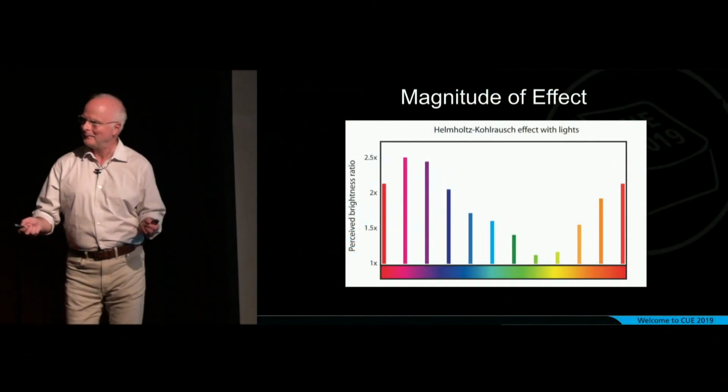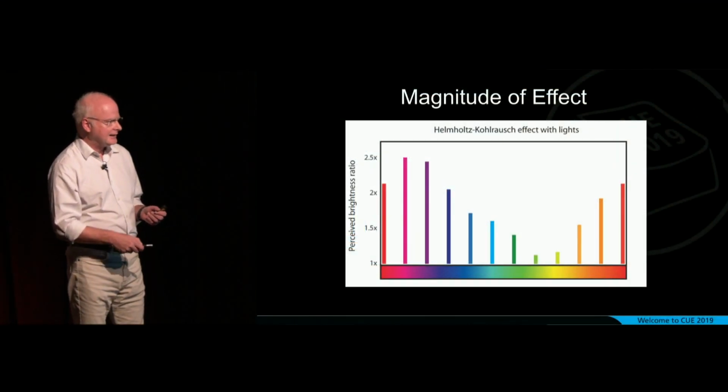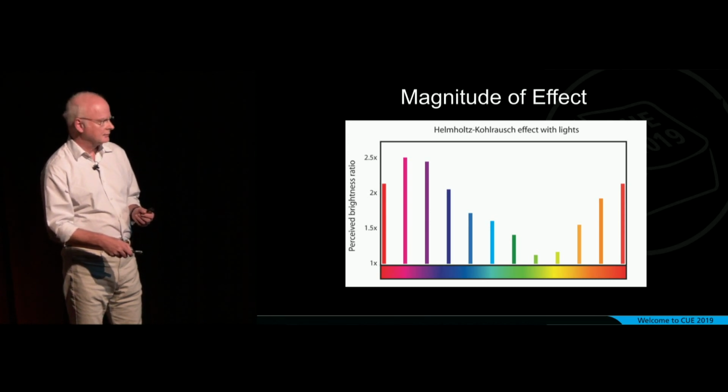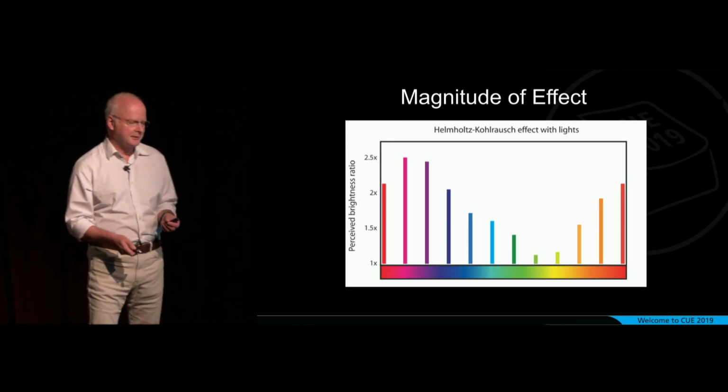That's a lot, isn't it? I mean, 2.5 times. Deep red's the same. Almost no effect in the greens and yellows. They don't appear much brighter than white. And blues up to twice, magenta up to 2.5 times.